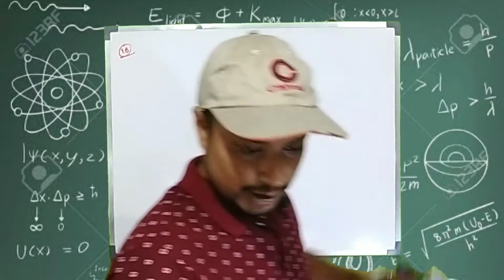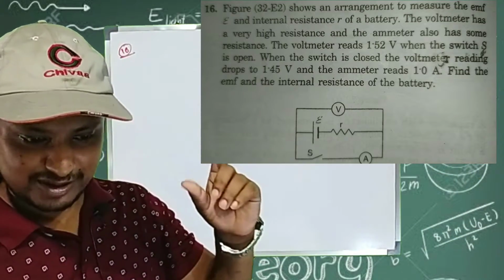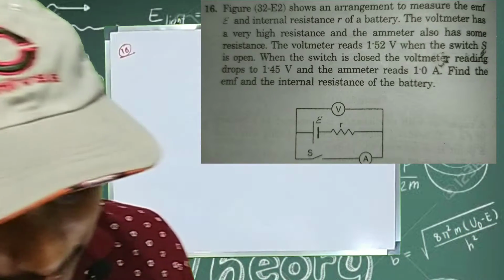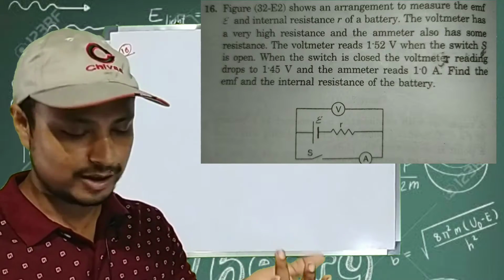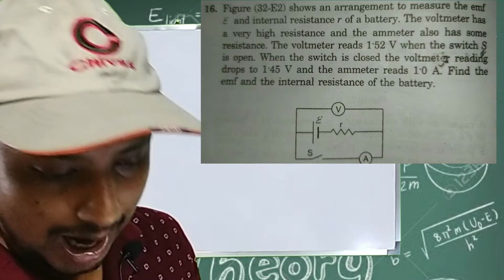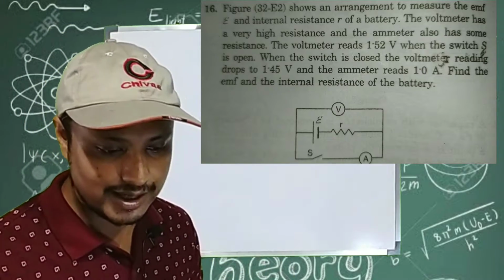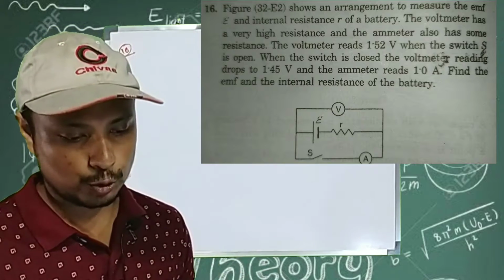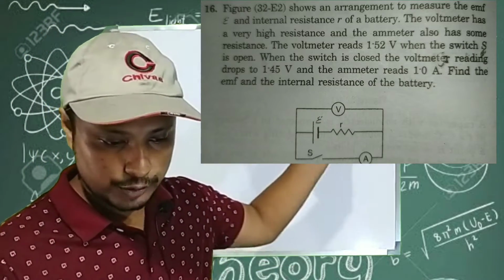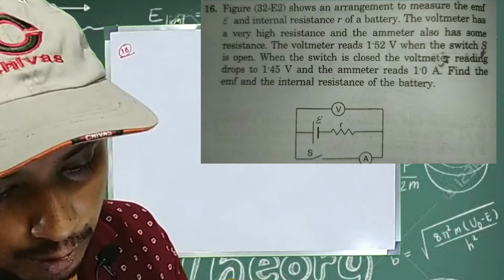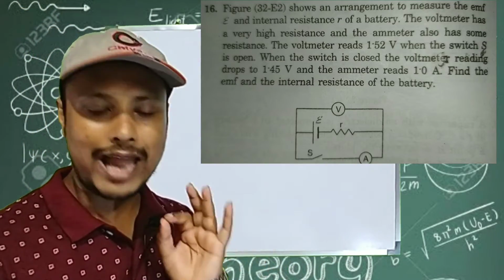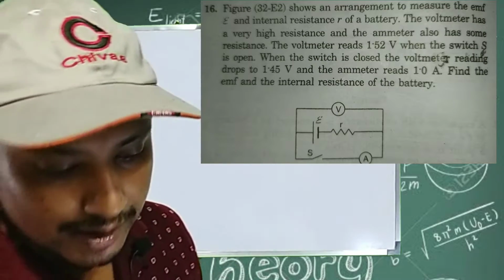Here on our screen it has a figure and a paragraph-like statement. The figure shows an arrangement to measure the EMF, E, and the internal resistance r of a battery. The voltmeter has a very high resistance and the ammeter has some resistance too. The voltmeter reads 1.52 volt when switch S is open, and when the switch is closed, the voltmeter reading drops to 1.45 volt and the ammeter reads about 1 ampere. Find the EMF and the internal resistance of the battery.